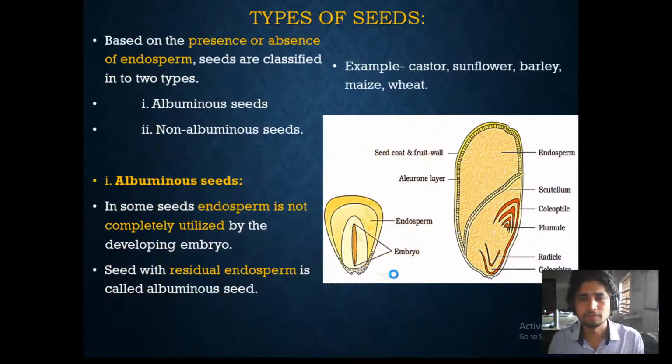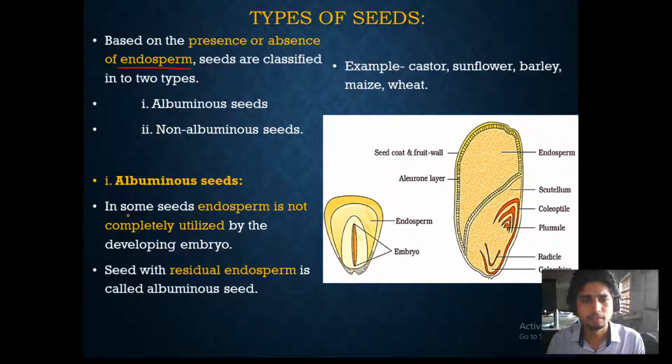So going further, the types of seeds. We have said that some seeds have endosperm. Some of the endosperm may remain even after maturation and development, while some seeds might have utilized the endosperm. Based on this, there are two types of seeds, albuminous and non-albuminous. For non-albuminous, the term exalbuminous is also used. We are going to understand this terminology.